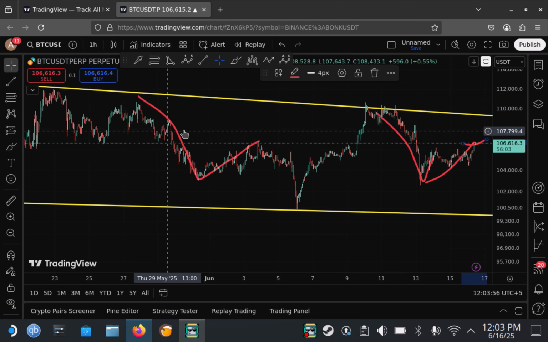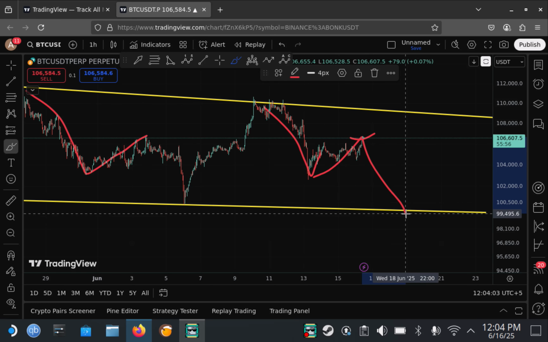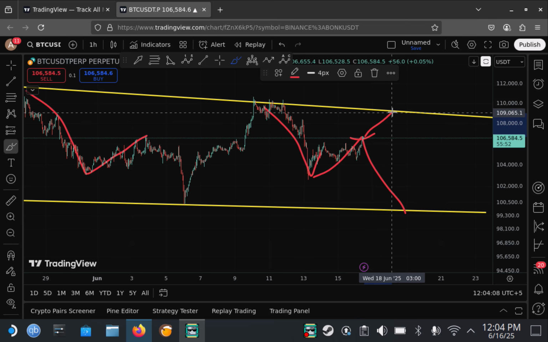Do you see that? If you don't flip this place, you're going to go down again, and that means you're going to go down to maybe 99k. Or if you flip it, then you have a good chance to move up to 109,362.